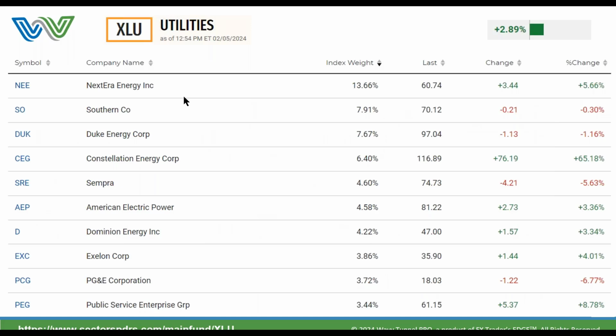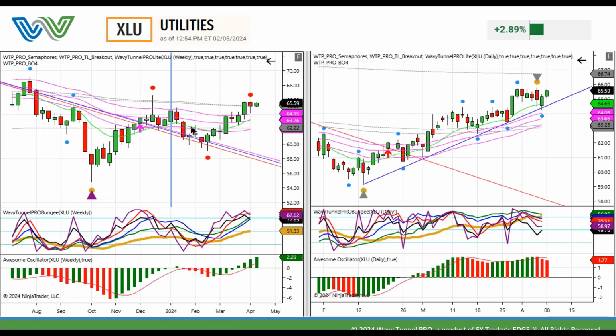XLU Utilities, and oh, okay, Constellation Energy up 65% for the year. Okay, but we're going to look at NEE because it has the biggest index weight. Let's see what the utility.